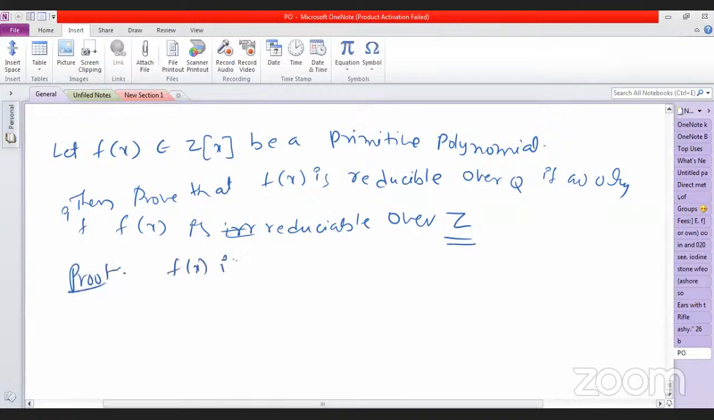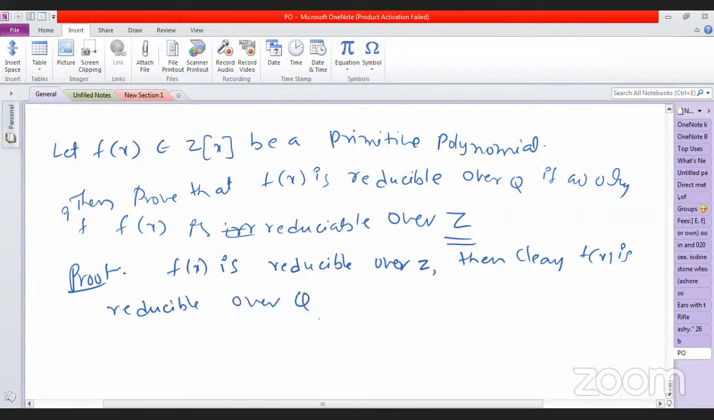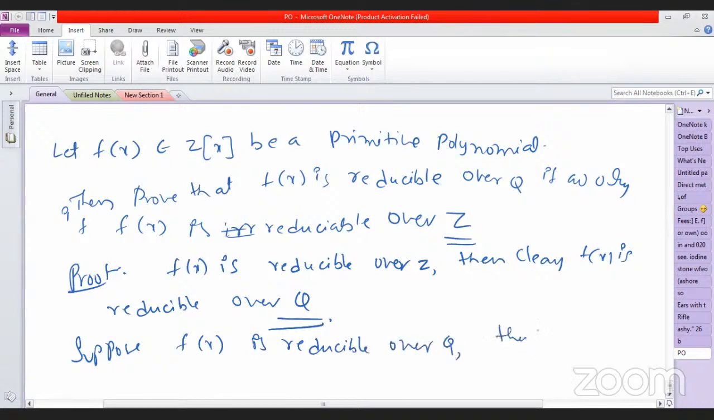If f of x is reducible over Z, then clearly f of x is reducible over Q, the rational numbers. But suppose f of x is reducible over Q. Then we write.